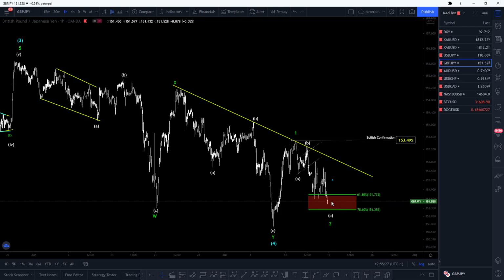If I get an impulsive move up and a correction, then I'll start looking for buy setup. When we get to the trend line resistance, I'm going to look at, if we get a breakout, good for me, and look for another correction and buy more into this particular pair.